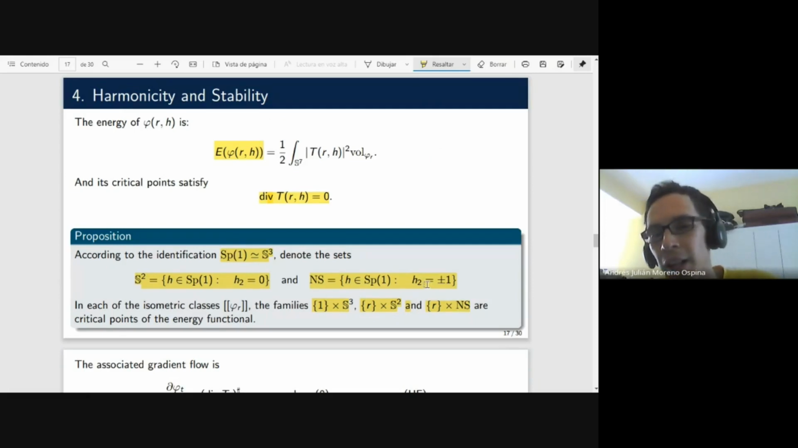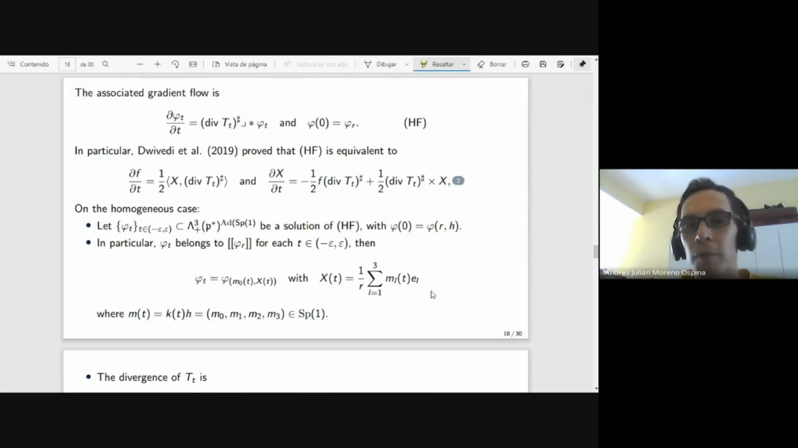Okay, so with this description of the critical points, we try to study the harmonic flow, the corresponding gradient flow of the energy functional. But as I said, it was very difficult. So we tried to use this alternative approach, which is to try to solve the evolution of the pair of the function and the vector field.